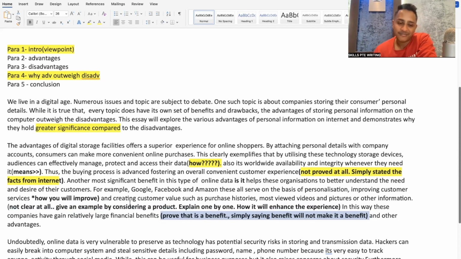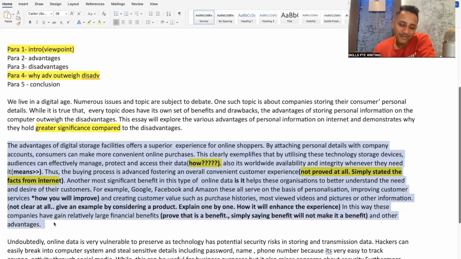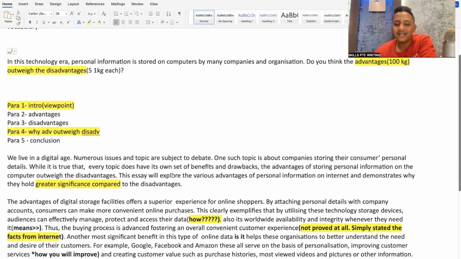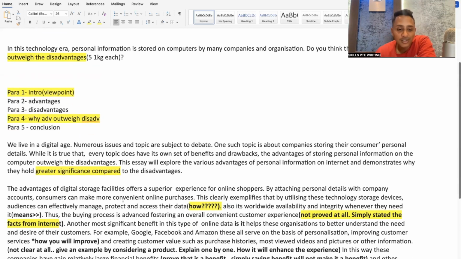Any doubts? So the essay looks quite big, but it will not get more than 5.5 or 6 because the coherence and cohesion is wrong. For task response, simply one idea is written correctly: it will enhance customer experience. But how? It's not written. So the idea is correct, but the coherence and cohesion is wrong.